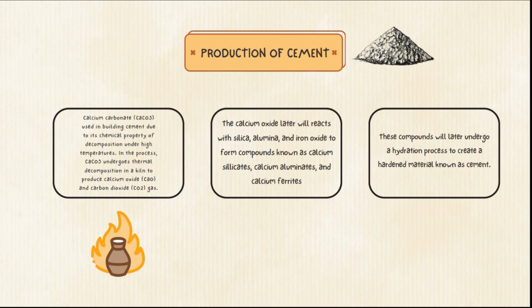So after this decomposition under high temperature, the calcium oxide will later react with silica, alumina, and iron oxide to form compounds known as calcium silicates, calcium aluminates, and calcium ferrites. These compounds will later undergo a hydration process to create a hardened material known as cement.